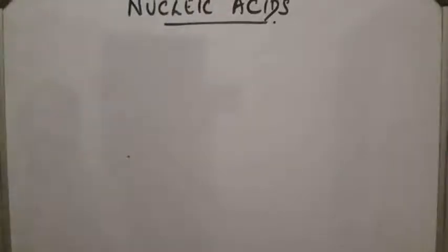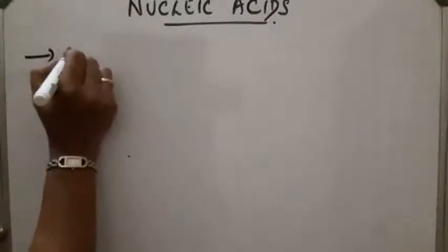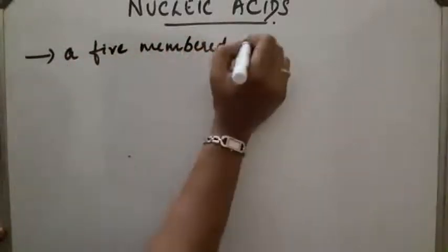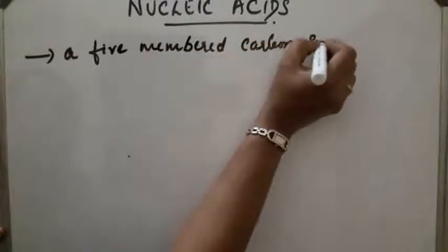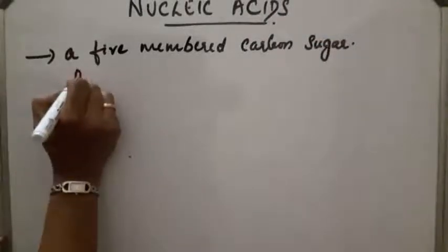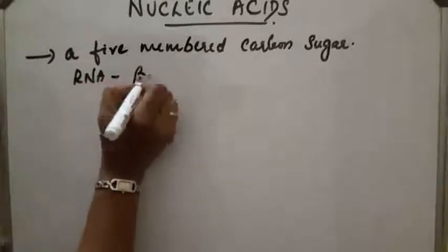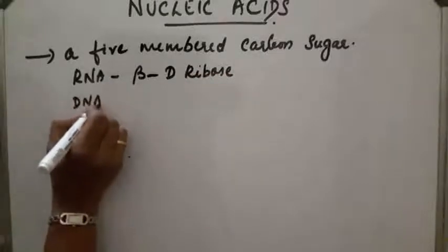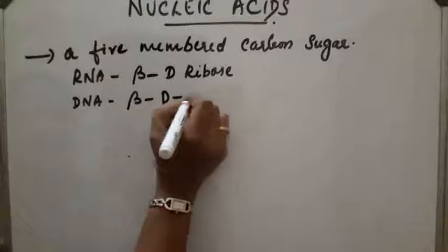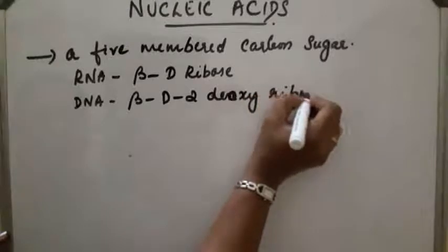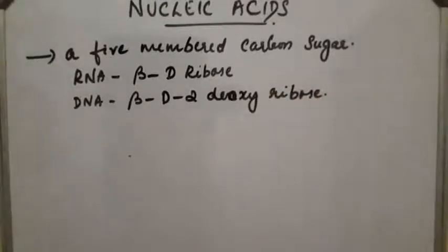Nucleic acid consists of three parts. First one is a 5-membered carbon sugar. This sugar is beta D ribose in RNA, and in the case of DNA, this is beta D 2-deoxyribose. We will study the detailed description later.